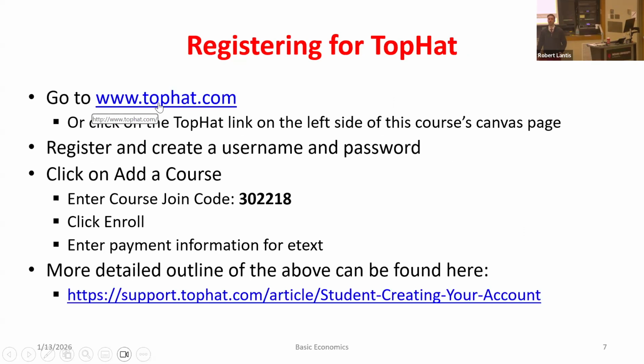But use your IU email address. That just makes linking it up to Canvas a lot more seamless and doesn't present us with any technical issues. So use your IU email address. I think you'll create your own password. It doesn't have to be the same as your IU password, although that might make it a little bit easier to remember, right? So using your IU credentials is probably the easiest way to get registered here. Once you have your username and password, our course's code is 302218. You'll then enroll in that course.